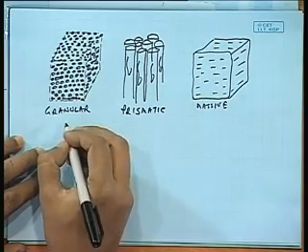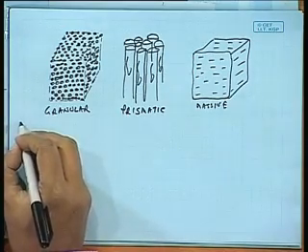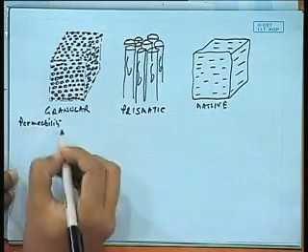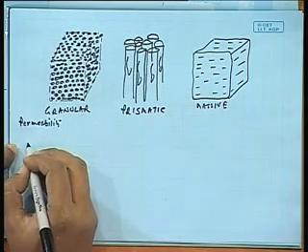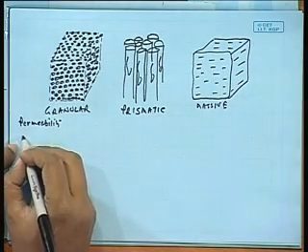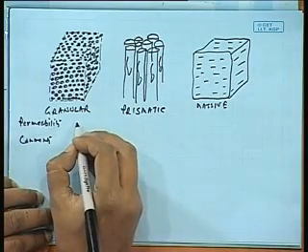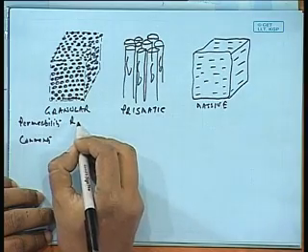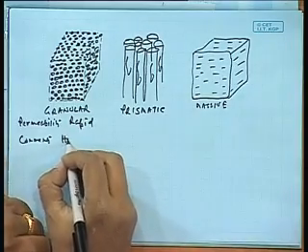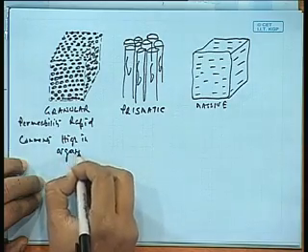Here are some properties that we can write out, starting with permeability and comments. For the granular soil, this is highly permeable, with rapid or high permeability, and generally high in organic matter.